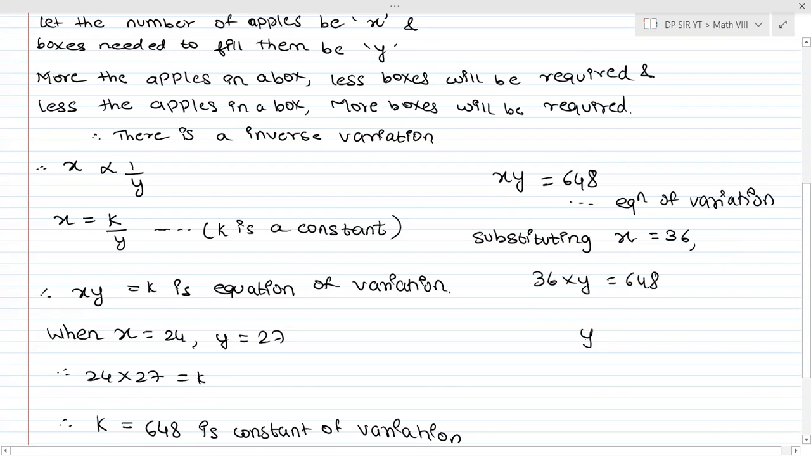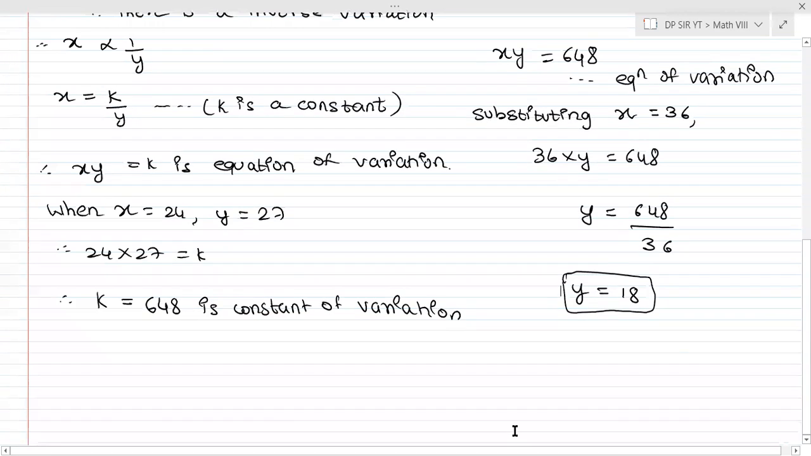This is just a simple division. 648 upon 36. This is going to be 18. I assume that this simple division you all can do. So my question was how many boxes will be needed? So therefore the answer is 18 boxes will be needed.